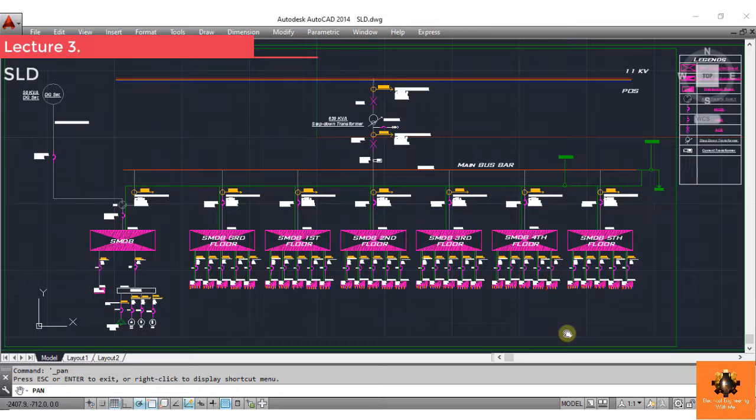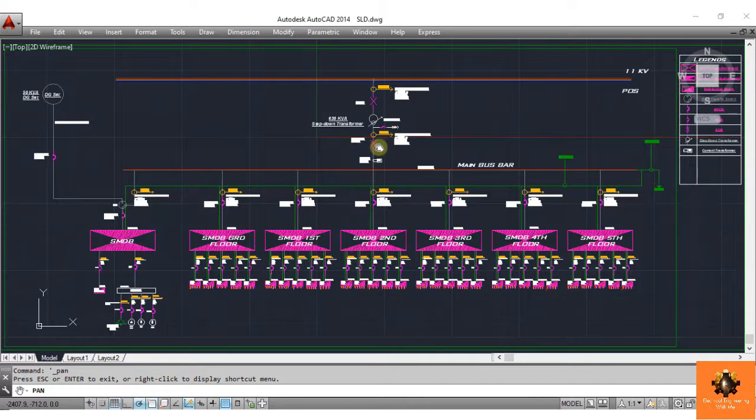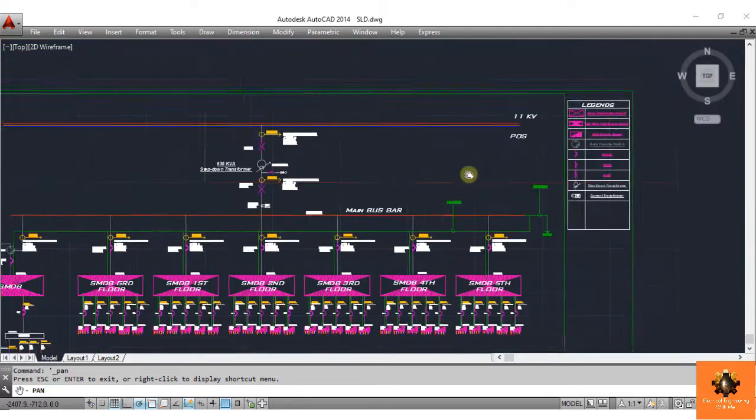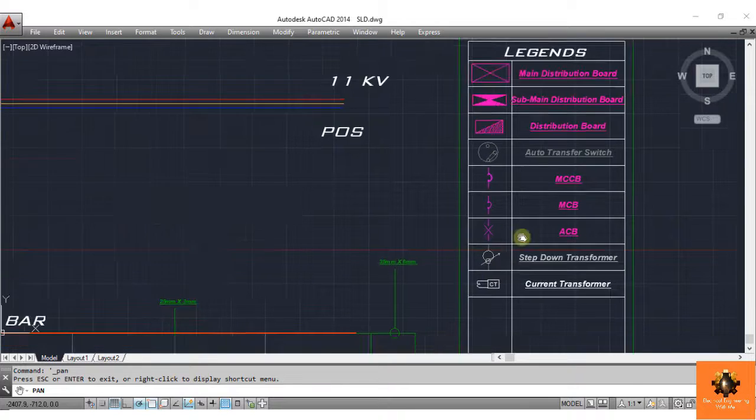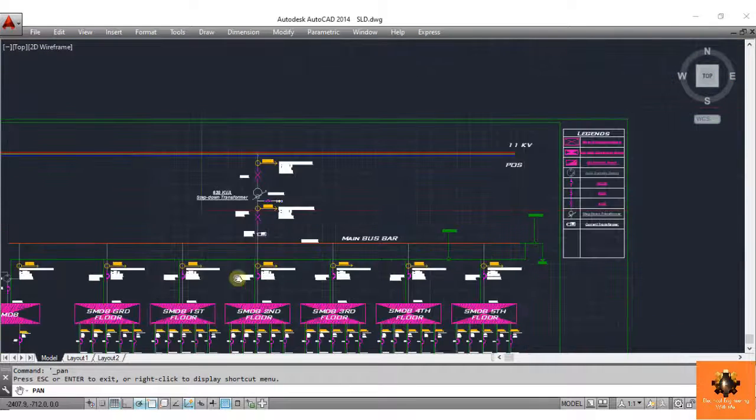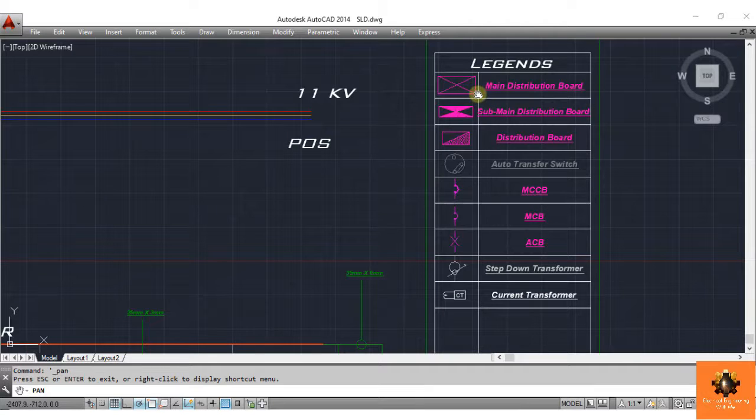Hi. Now I am coming in this class with AutoCAD drawing, and here I will explain you this SLD, how this is created. So first come to this legend section, and in this section you can see we have shown some of the symbols, and all these symbols are used in this single line diagram, and this legend section is used to show what these symbols are representing in the drawing. Clear?